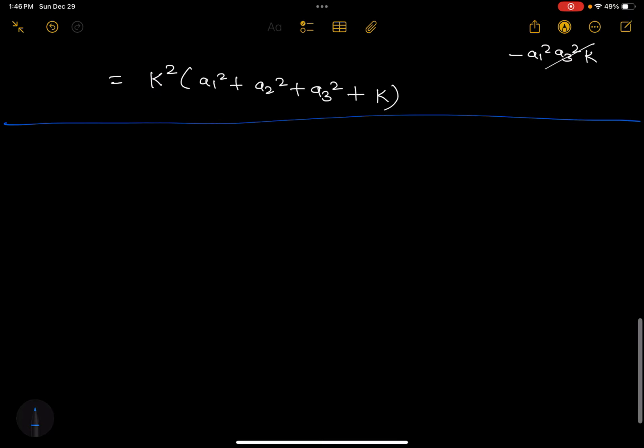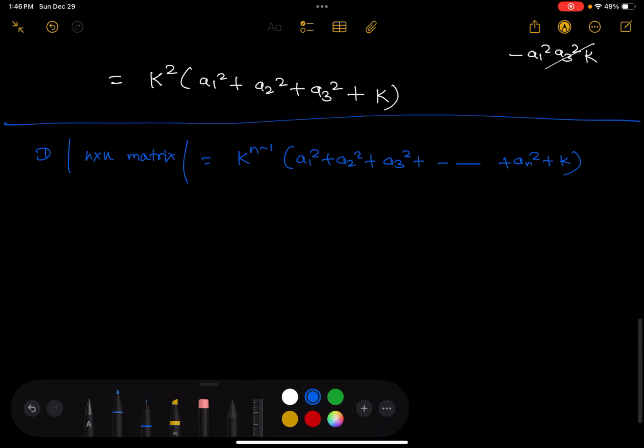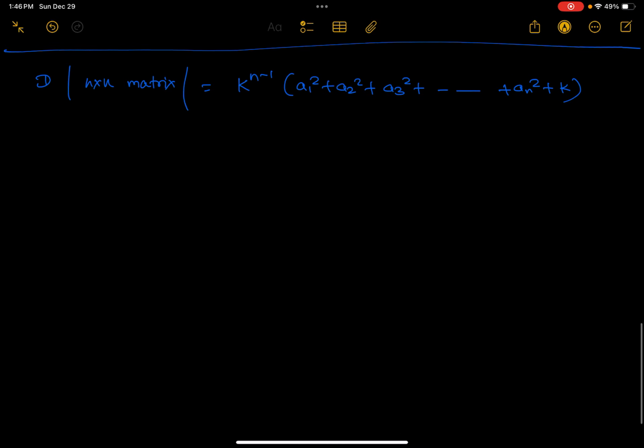So our determinant for an n by n matrix is k to the power n minus 1, times a1 square plus a2 square plus a3 square up to an square plus k. So this is our expected determinant for an n by n matrix, right? Let's try to prove it.